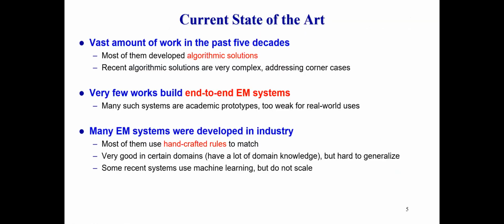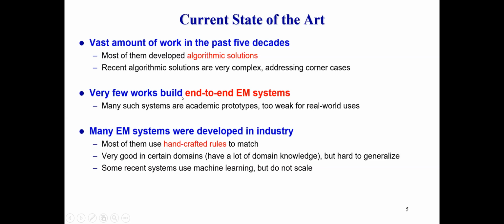So the current state of the art is actually not that great. There has been a vast amount of work in the past 5 decades. Most of them focus on developing algorithmic solutions. Unfortunately, recent solutions are very complex. They are usually addressing corner cases because that is how they got published, okay? They need to do something technically complicated.